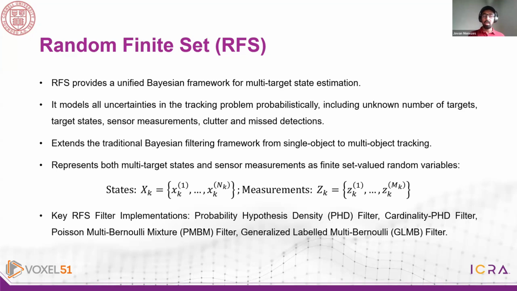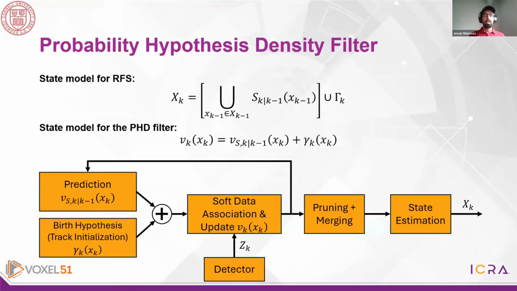And a couple of key RFS filter implementations include the probability hypothesis density filter, which we have used in this work. There's the cardinality PHD filter, and different Bernoulli filters, labeled and unlabeled. So we'll be focusing on the first method over here, which is the probability hypothesis density filter.